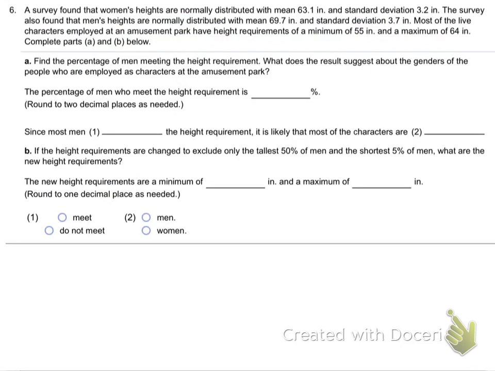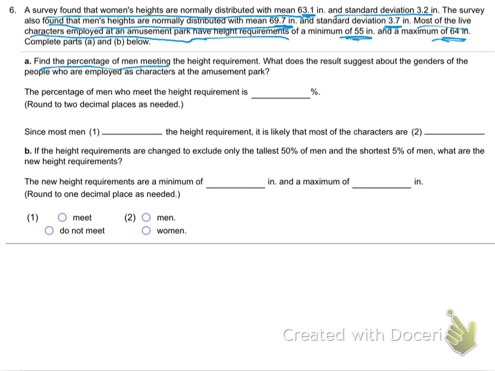Okay, number 6. A survey found that women's heights are normally distributed with mean 63.1, standard deviation 3.2. The survey also found that men's heights are normally distributed with mean 69.7, standard deviation 3.7. Most of the live characters employed at an amusement park, those live characters walking around, Mickey Mouse, Donald Duck, have height requirements, minimum 55 inches, max 64. Basically, we're going to conclude that most of those characters are women because of how short they are. They must be statistically, typically women. There's not normally that many men that short. That's what we're going to find out.